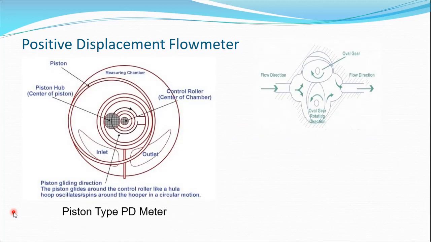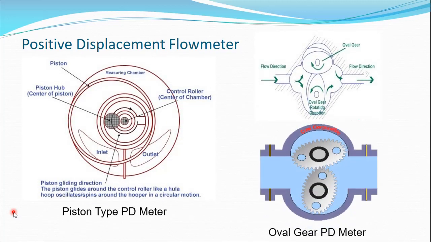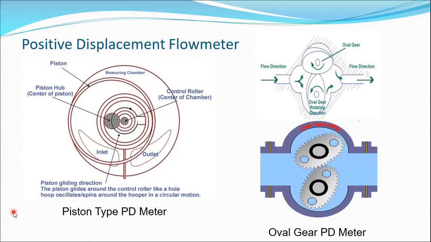So here you can see the piston type of PD meter, then the oval gear type of meters are there.